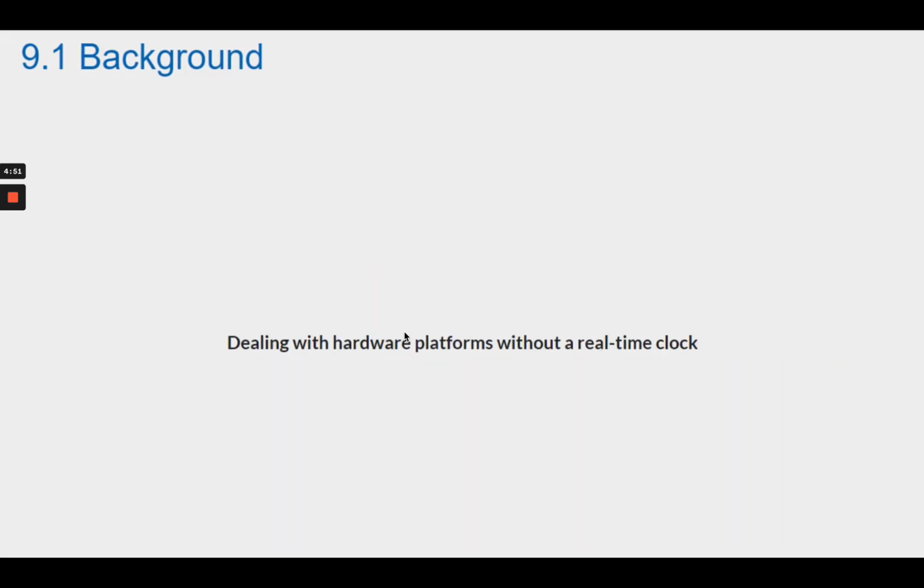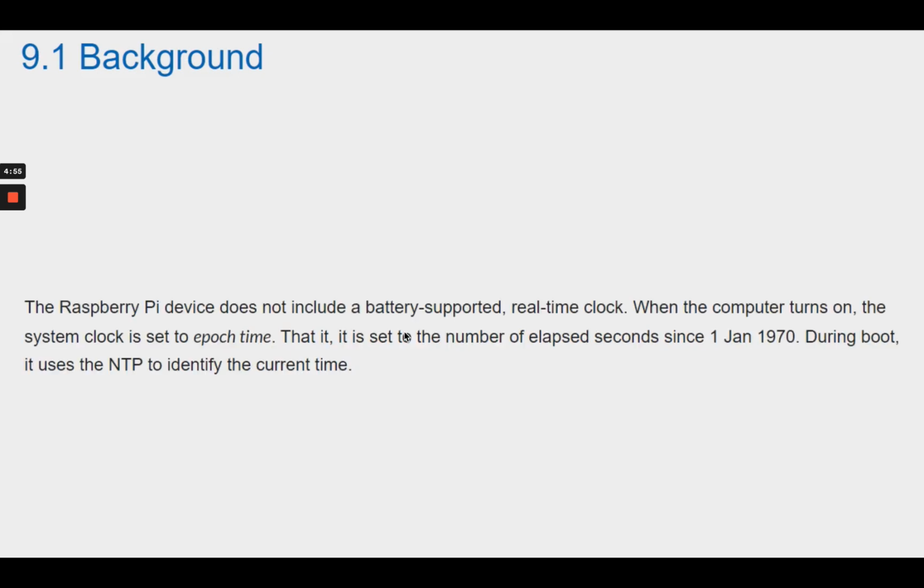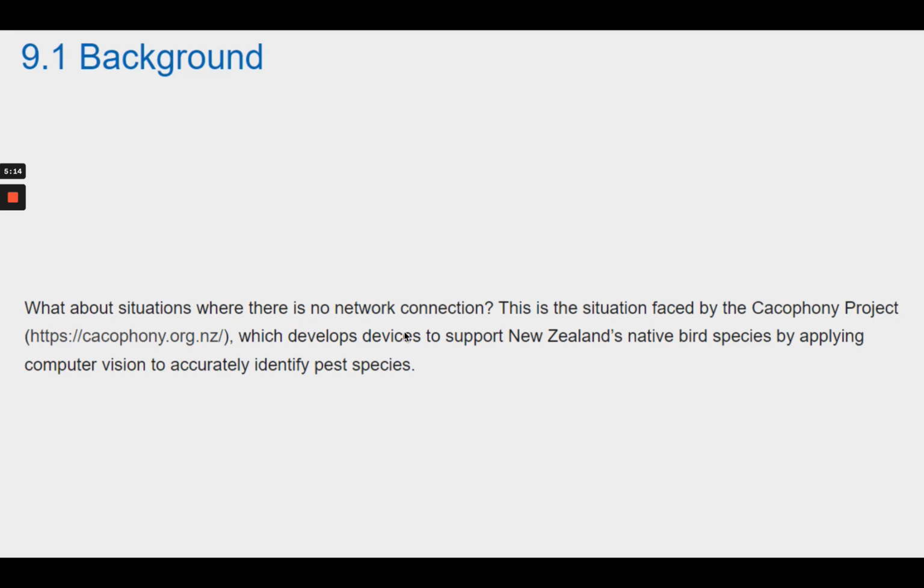Dealing with hardware platforms without a real-time clock. The Raspberry Pi device does not include a battery-supported real-time clock. When the computer turns on, the system clock is set to epoch time. That is, it is set to the number of elapsed seconds since January 1st, 1970. During boot, it uses the NTP to identify the current time. What about situations where there is no network connection?